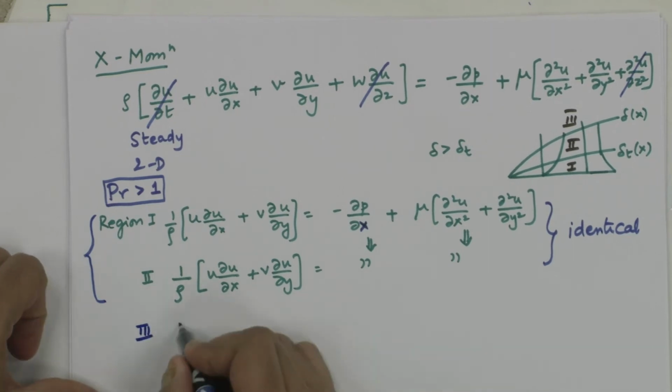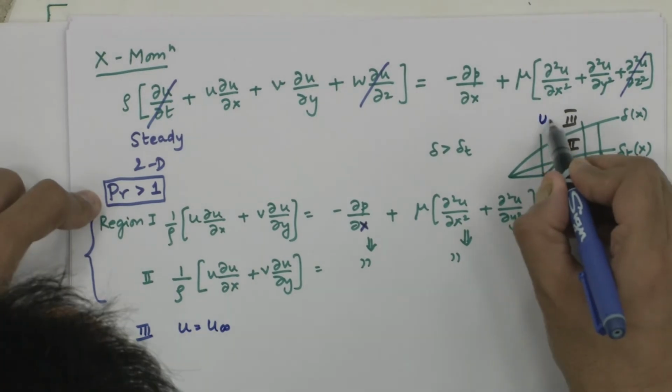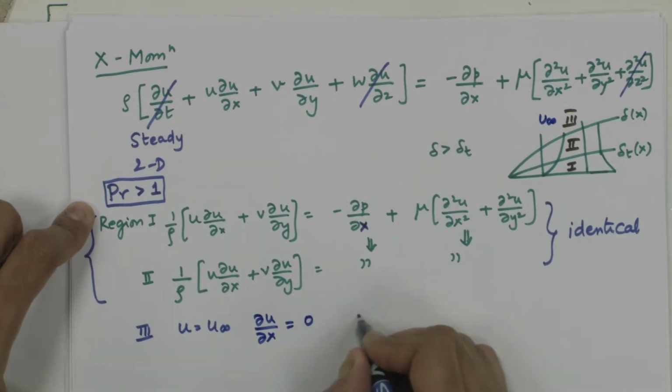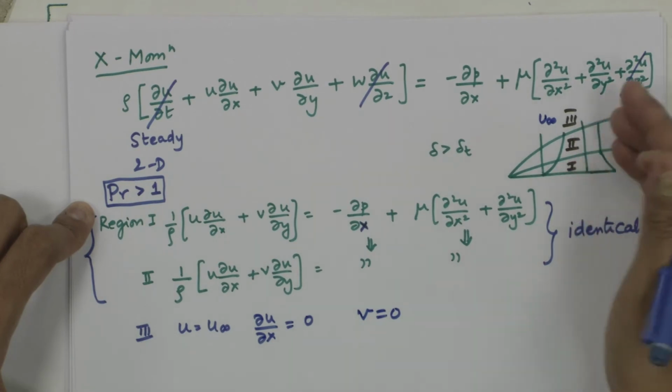Life becomes easy. U is equal to u infinity, we saw that, u equal to u infinity here, and therefore, du by dx equal to 0. V is 0 in this part because u is a constant. The continuity equation tells me du by dx plus dv by dy equal to 0. If u is constant, du by dx is 0. Therefore, dv by dy is equal to 0 and the velocity is identically equal to 0. You have seen this in fluid mechanics. So, in the free stream, v is also 0.